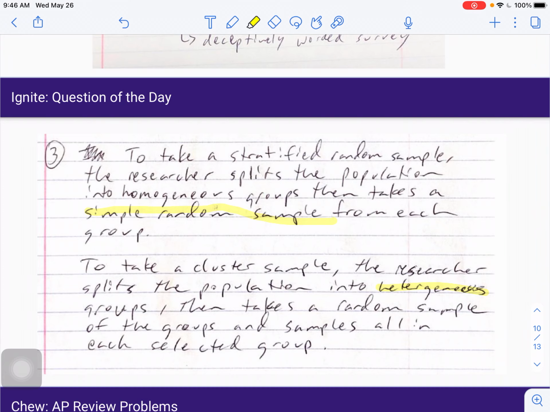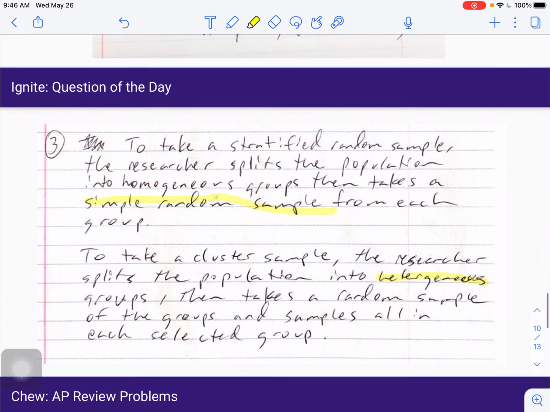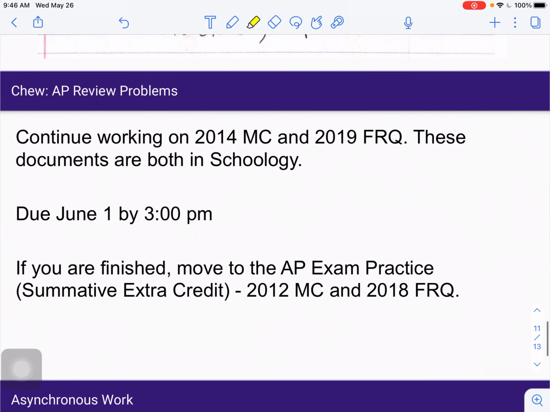Okay, so that is your question of the day, so make sure that gets into Schoology when you are finished. And then, like I said before, I'm going to give my in-person students some work time on the 2014 multiple choice and the 2019 free response. So again, these are due June 1st by 3 o'clock.